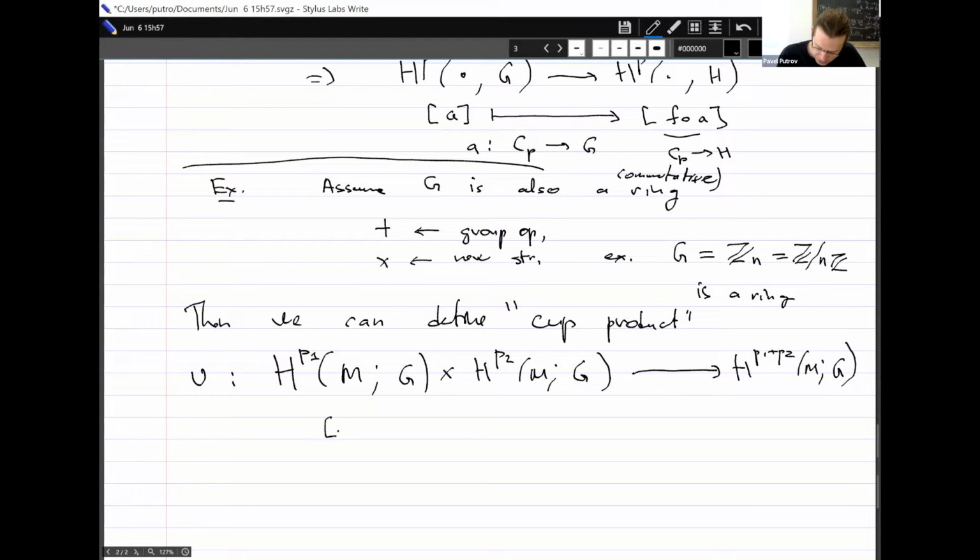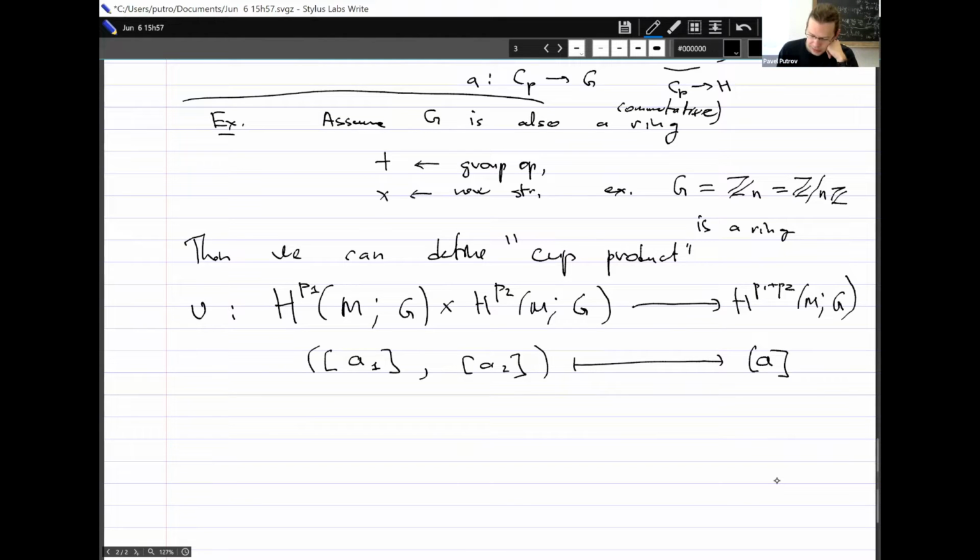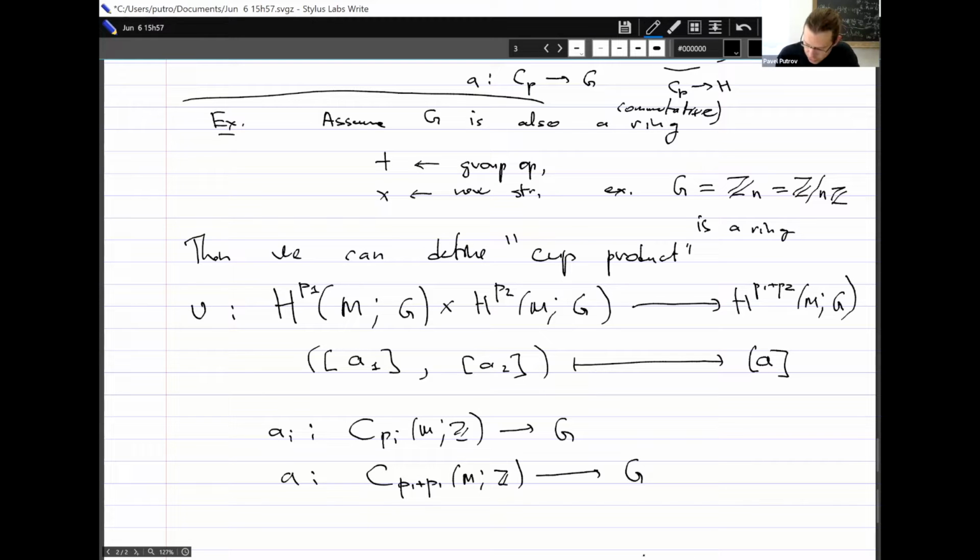So how is this defined? Suppose we have some class A1 and some class A2, and this pair must go to some class A. So how is this A defined? Ai is a map from C Pi and Z to G. And now we want to define A, which will be a map from C P1 plus P2 M to G.